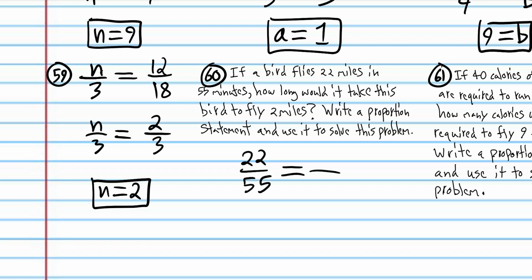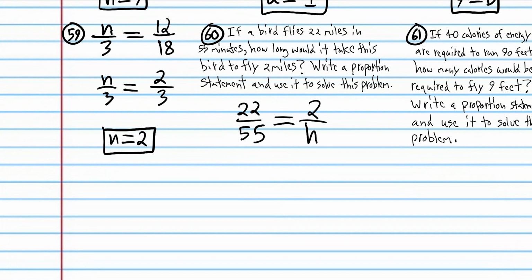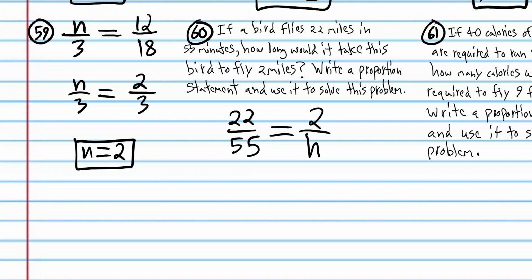The second fraction, it says, how long would it take this bird to fly 2 miles? Now, this is miles, so it has to be up here because the 22 is miles. We have to have the same units on top and the same units on the bottom. So 22 is miles, so we have to put our 2 miles on top. And the missing number, it says how long would it take, so I'll write an H for how long it would take. So now we just have a proportion we have to solve. And that's how you do these particular types of problems. This is called a proportion statement. So that's the first part of the problem.